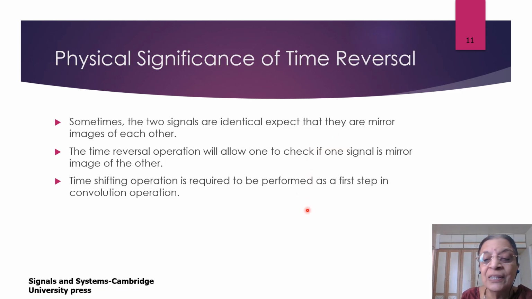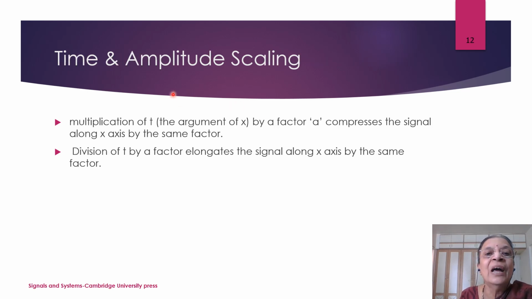Now, what is the physical significance of time reversal? When we are calculating the convolution, the first step in the convolution is the time reversal. This time reversal operation means taking the mirror image, and this we can easily do if we understand the time reversal property. So, let's move ahead. Time and amplitude scaling.